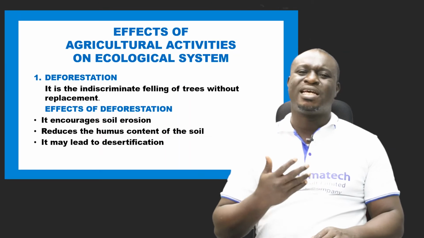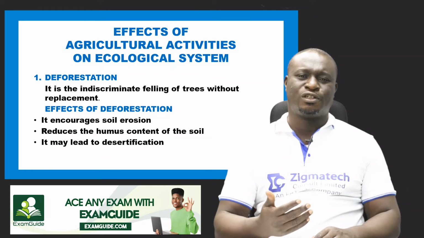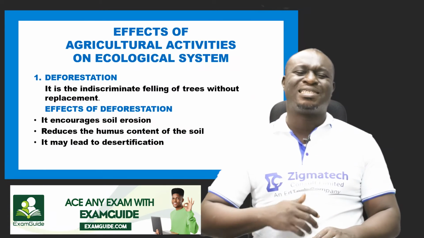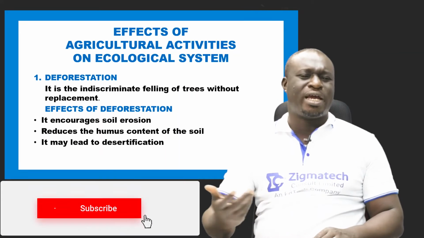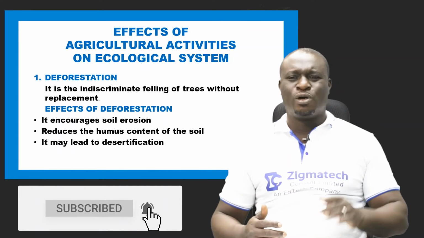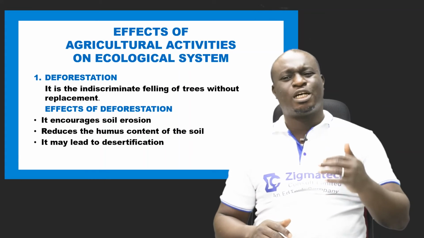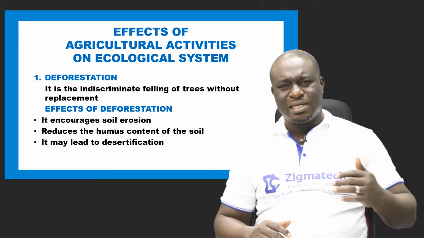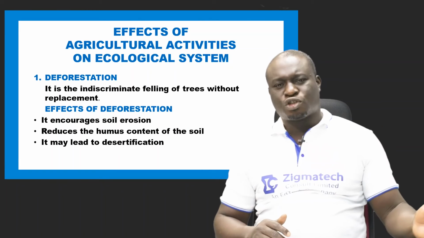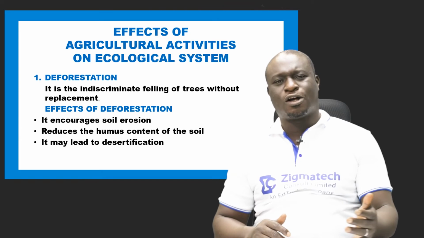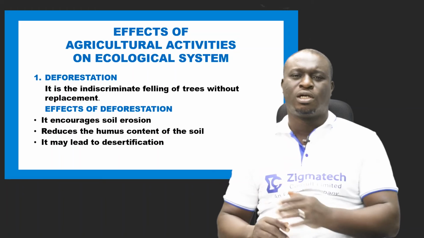Now, this has several effects on the ecological system. Number 1 effect deforestation has on the ecosystem is that it encourages soil erosion. And soil erosion is simply the washing away of the top layer of the soil. Number 2 is that it reduces the humus content of the soil. Yes, because as the erosion is taking place, most of the useful materials, most of the organic matter or humus in the soil are being washed away.